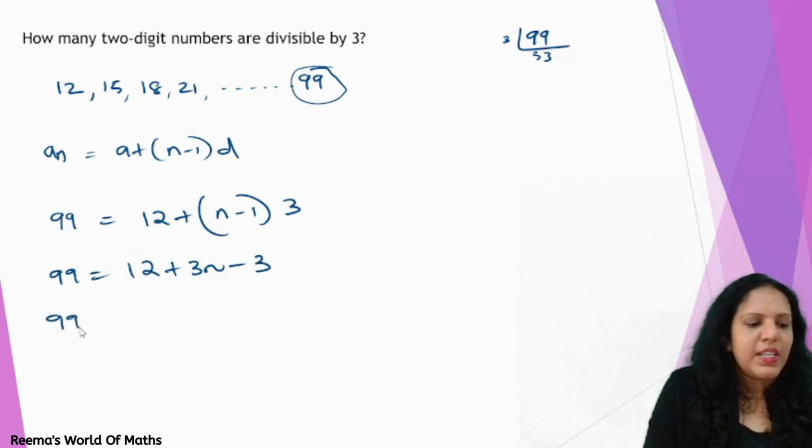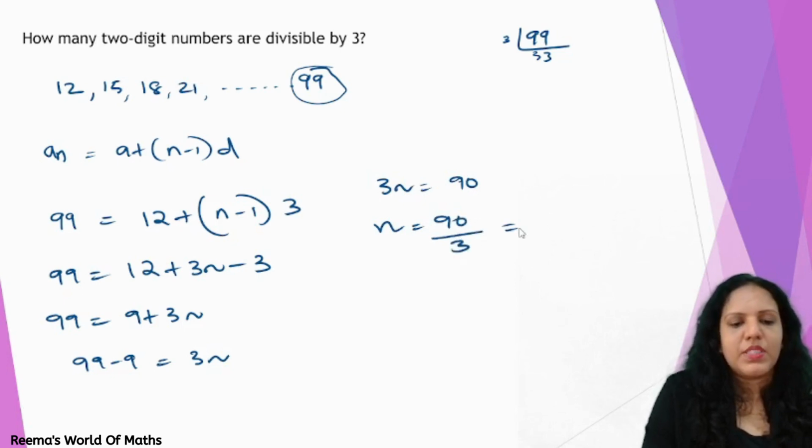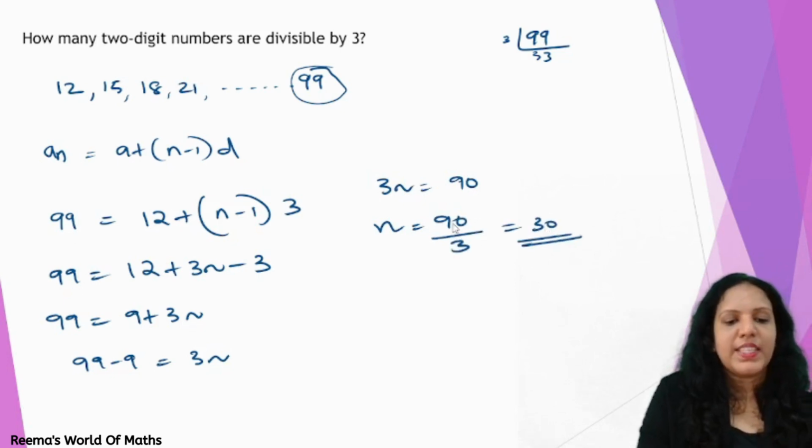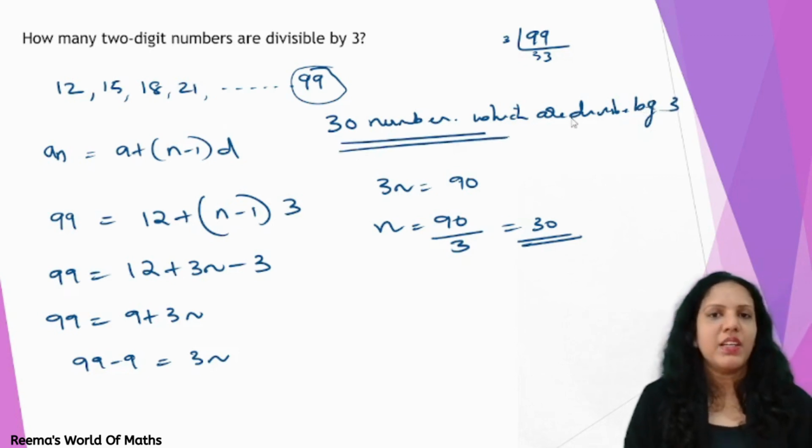Which is 99 equals 12 minus 3, that is 9, plus 3n. 99 minus 9 equals 3n. So 3n equals 90. n equals 90 divided by 3, which is 30. So 99 is the 30th term in this AP. So we can say there are 30 two-digit numbers which are divisible by 3. There are a total of 30 numbers which are divisible by 3.